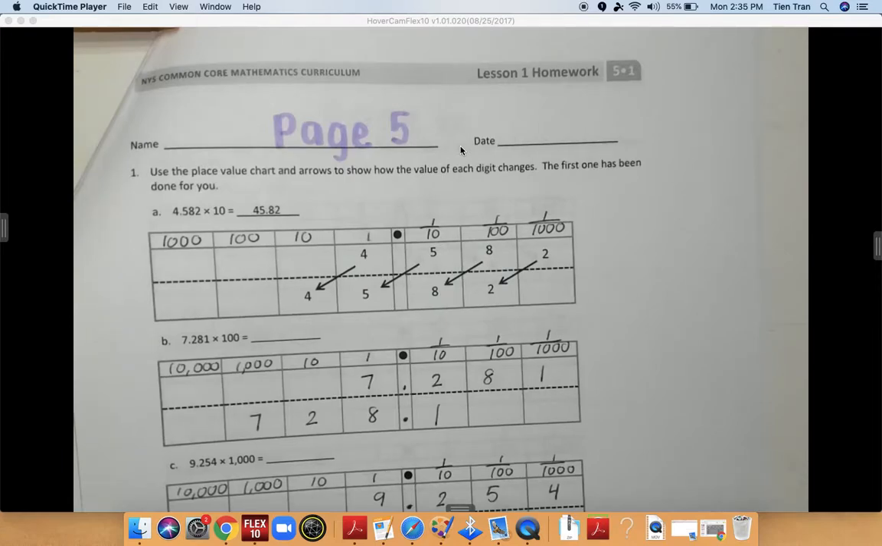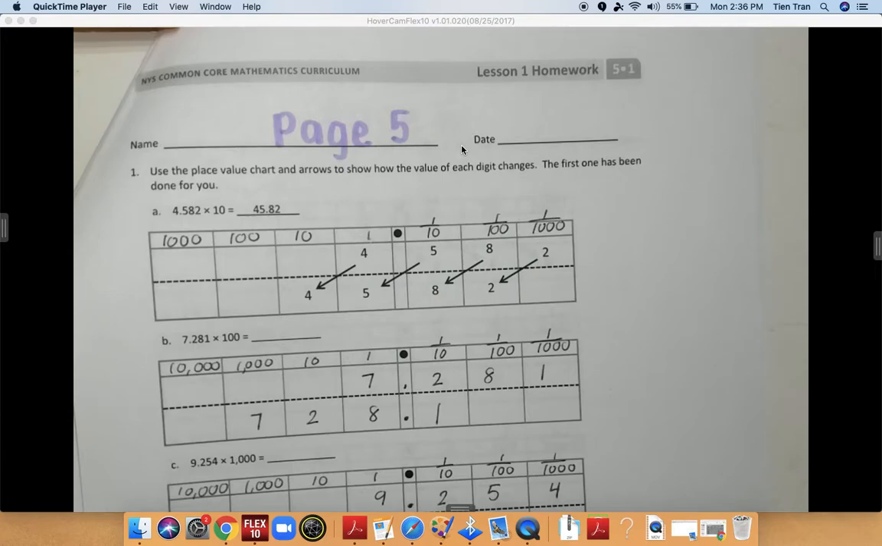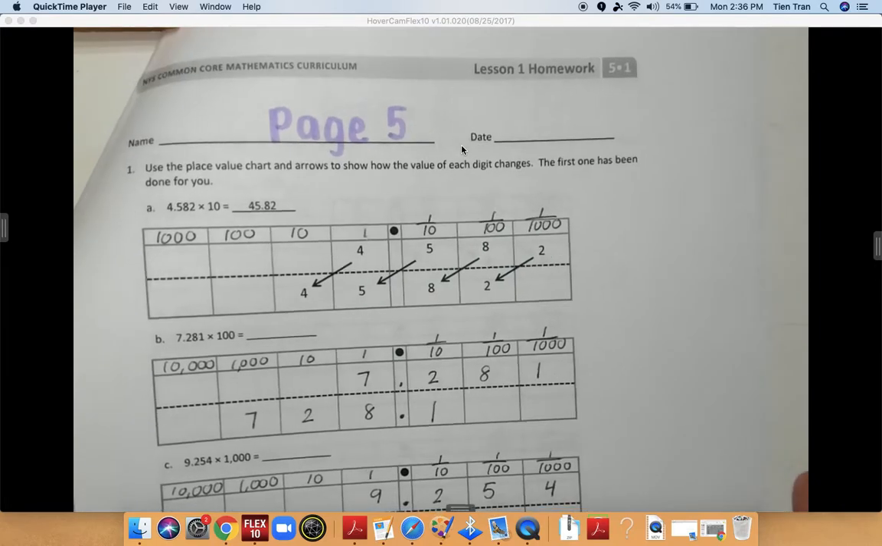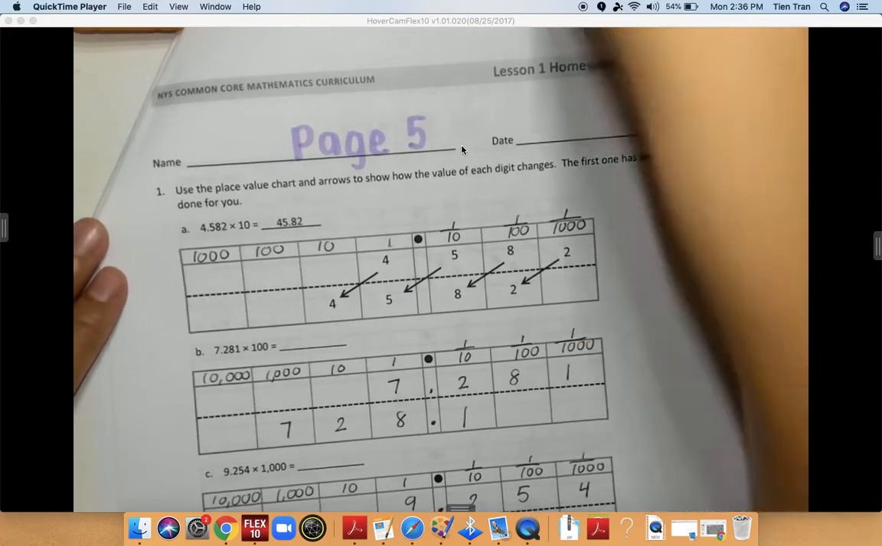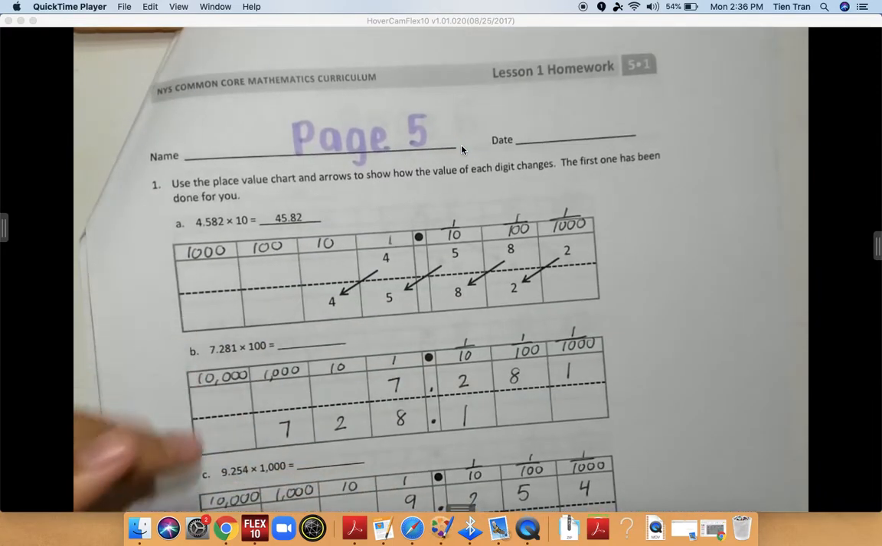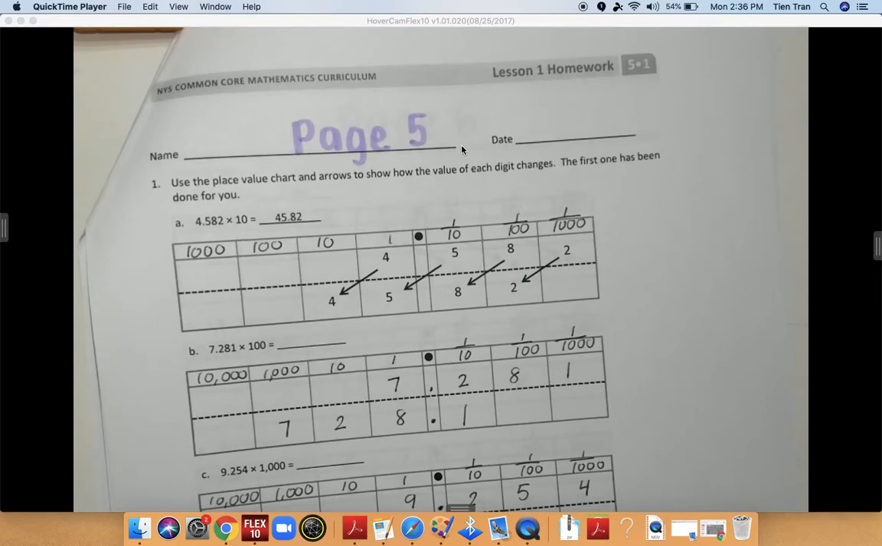This is part 2 of lesson 1 homework. This is page number 5 in your math book. So I'm going to read the directions for you. It says right here, number 1, use the place value chart and arrows to show how the value of each digit changes. The first one has been done for you.